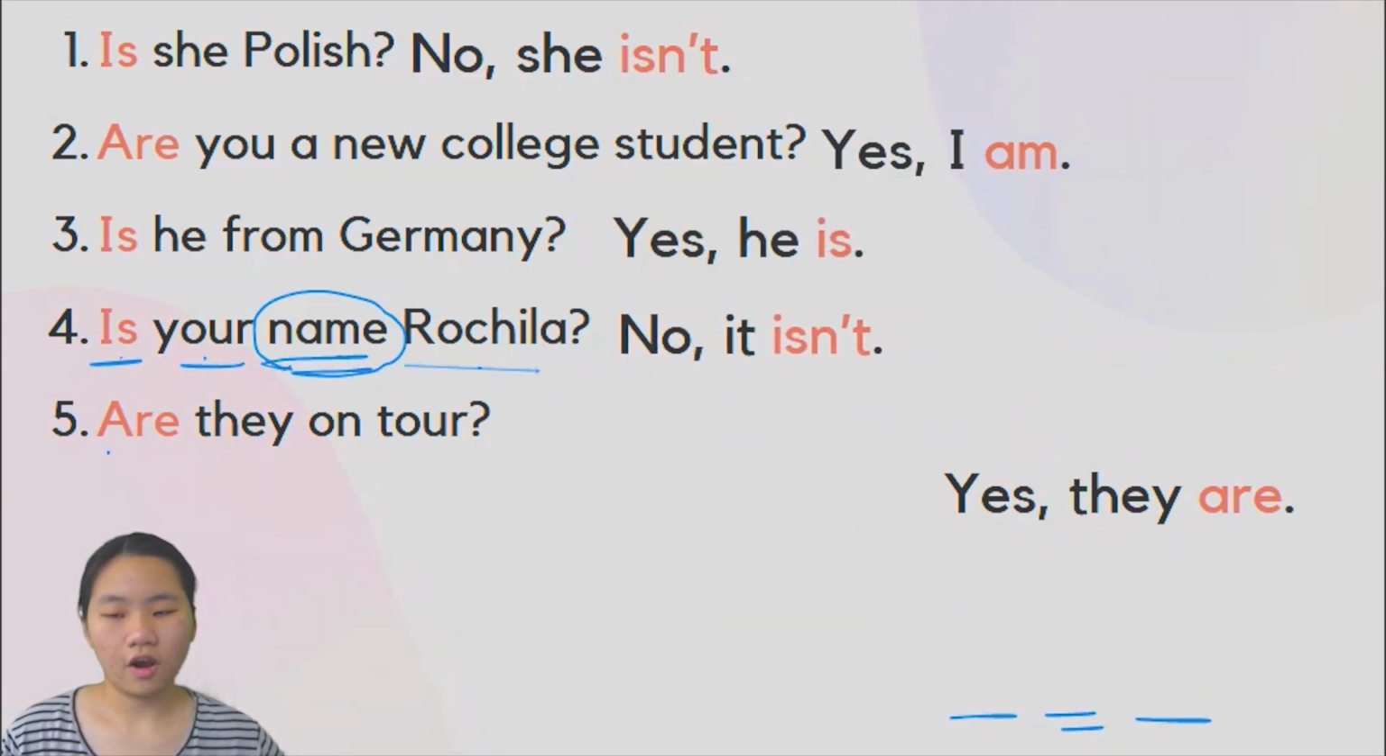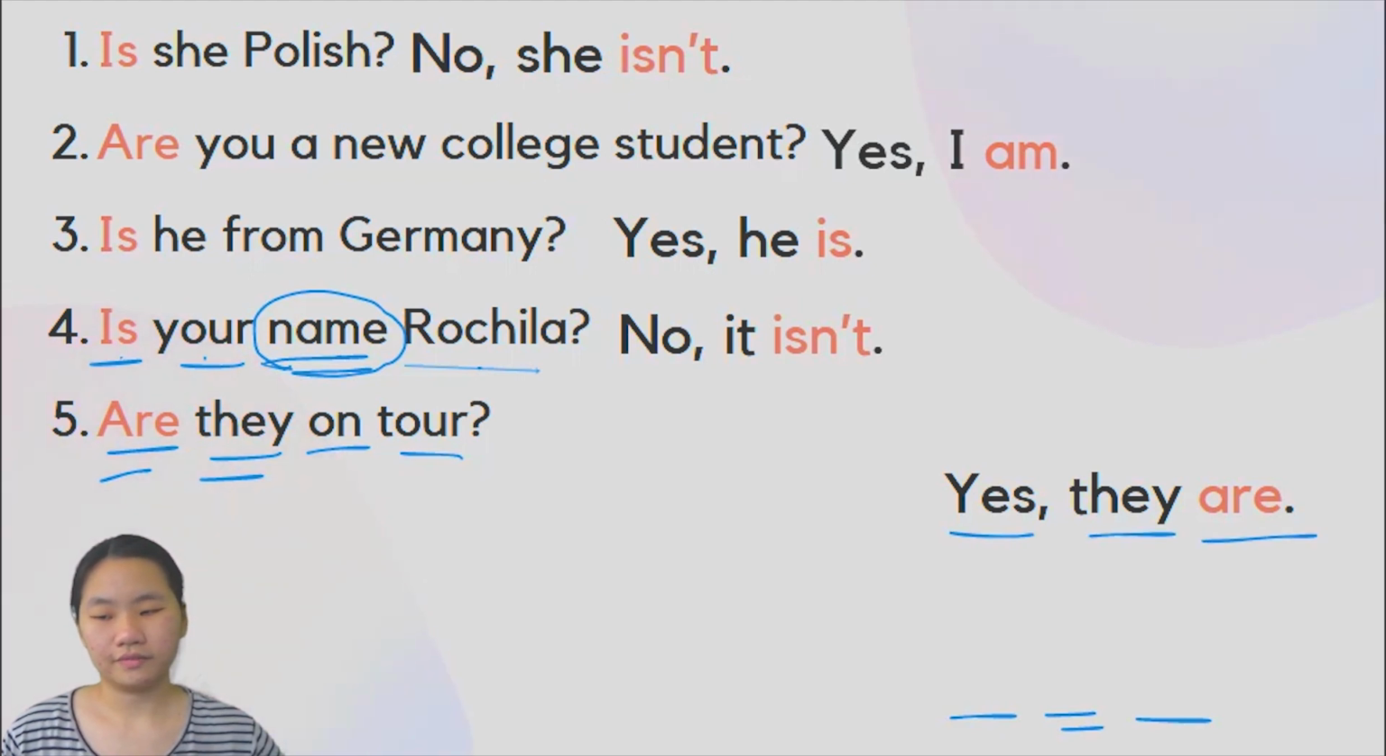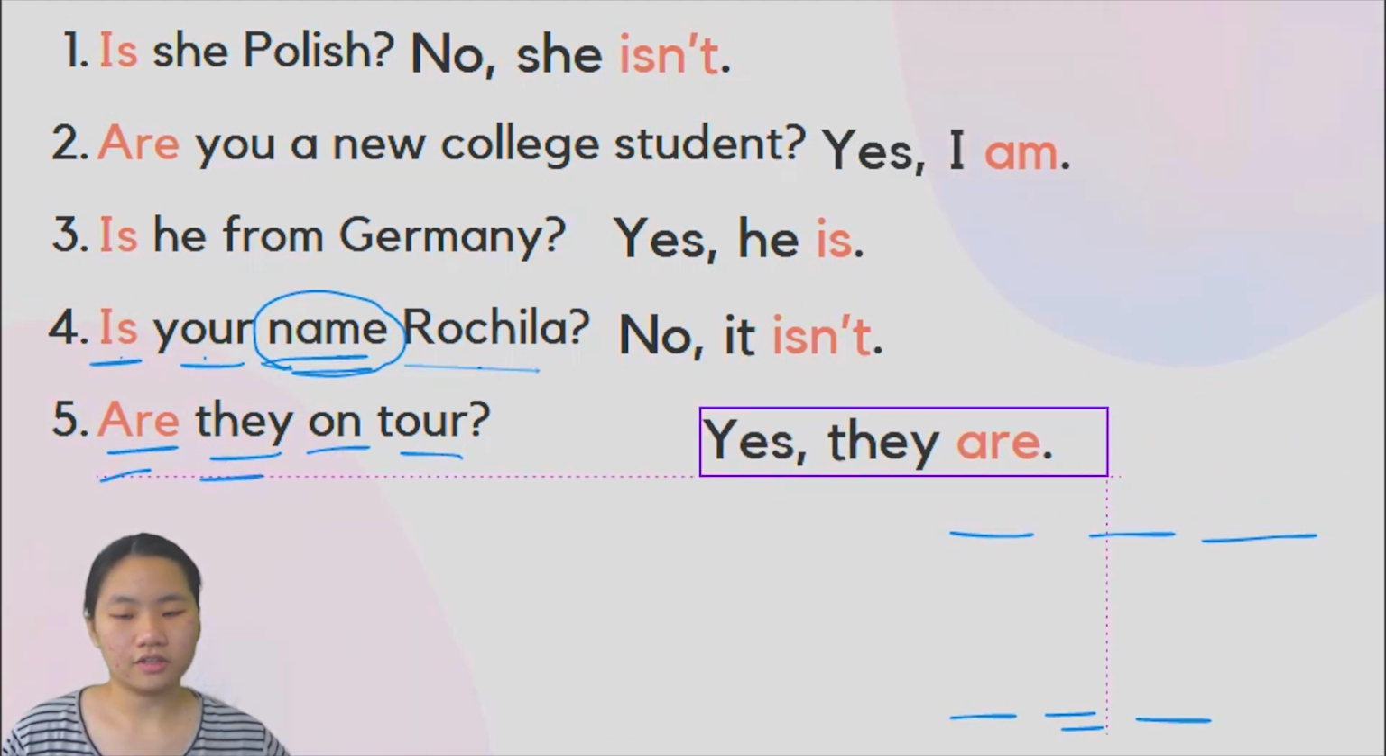Last question. Are they on tour? Right? This is asking about them. So we are looking exactly for are and they. Yes, they are. That's our answer right there.